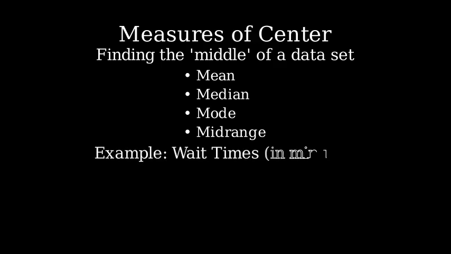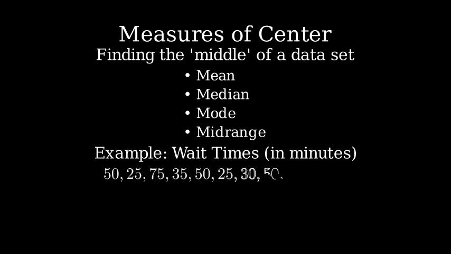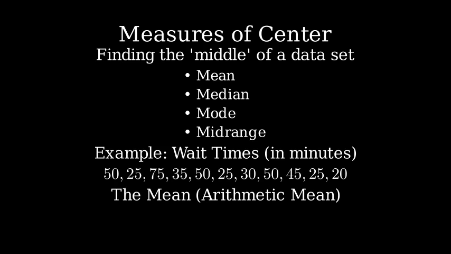Throughout this lesson, we'll use this example data set representing wait times in minutes for a popular ride at an amusement park. The wait times in minutes are 50, 25, 75, 35, 50, 25, 30, 50, 45, 25, and 20 minutes. Let's start with the mean, also known as the arithmetic mean.